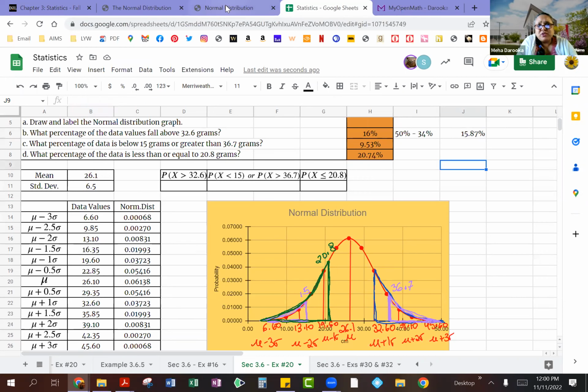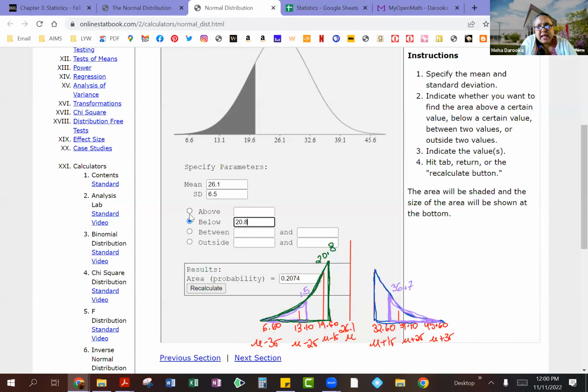And again, you can use your little online stat book calculator also. So let's get rid of this, and we were doing above 32.6, and of course you will see that ends up giving you the 15.87%.